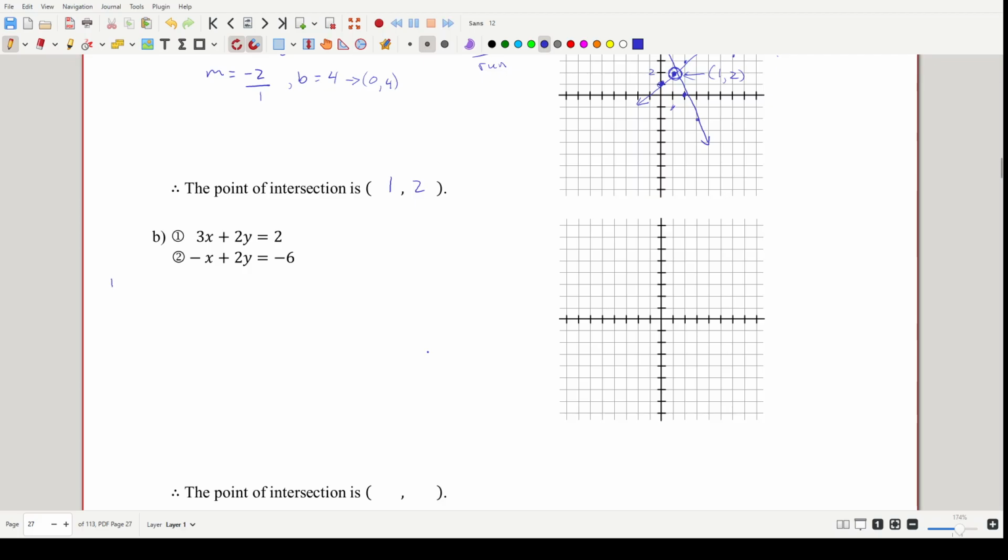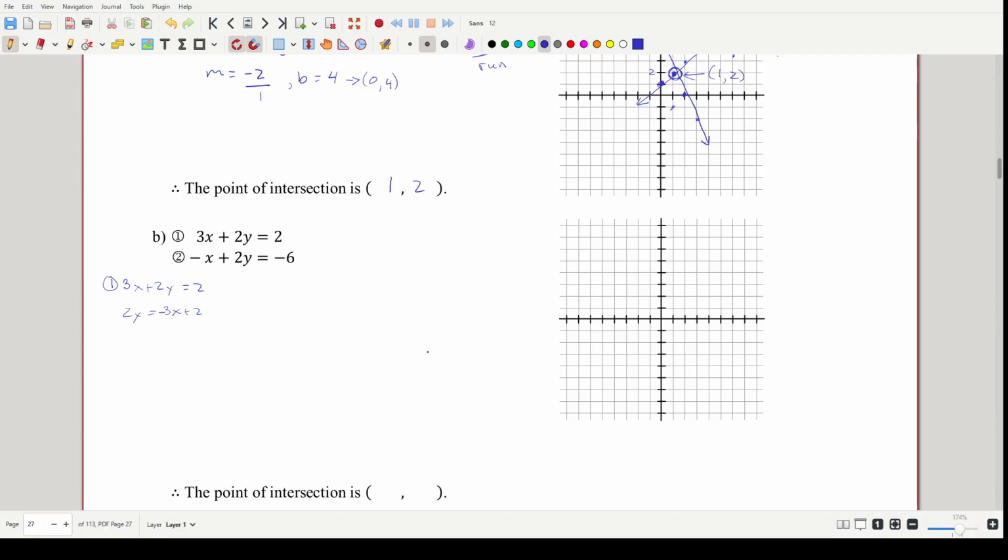So working with equation 1, we're starting off with 3x plus 2y is equal to 2. Now our goal is to isolate y because we're trying to get it into y equals mx plus b. So that means I got to get the 3x onto the other side. Since it's being added here, I got to subtract it to get to the other side. So now I have 2y is equal to negative 3x plus 2.